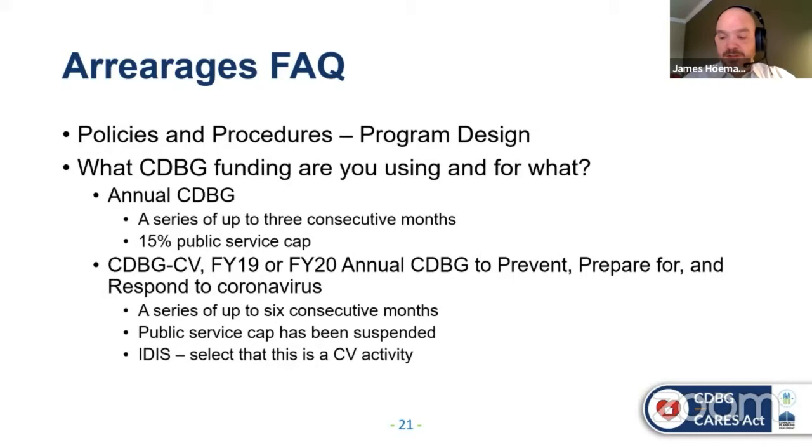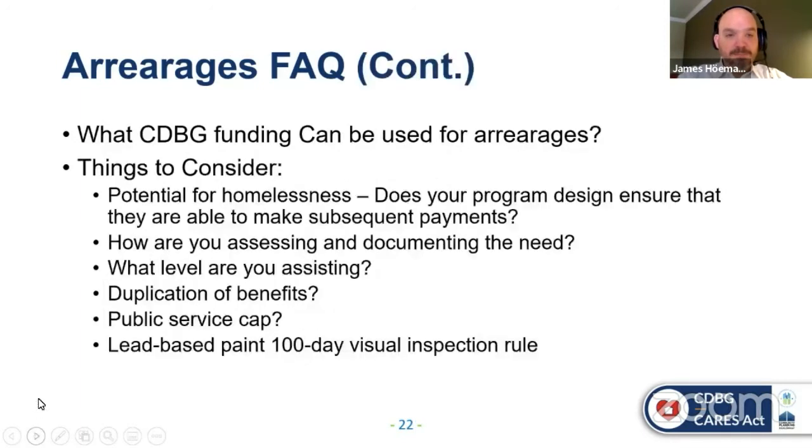And as I had mentioned before, there is a CV flag in there that for your activities you need to click in order for it to be accounted appropriately for that. And most importantly, it'll take your 19 to 20 activities for CV out of that public service cap by using that.